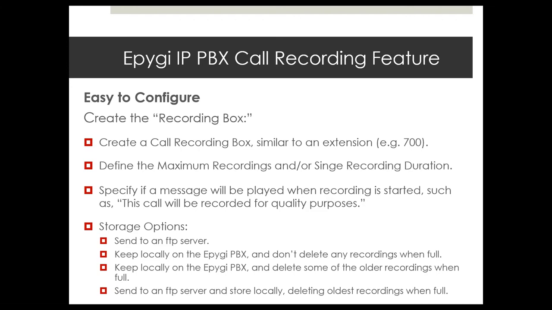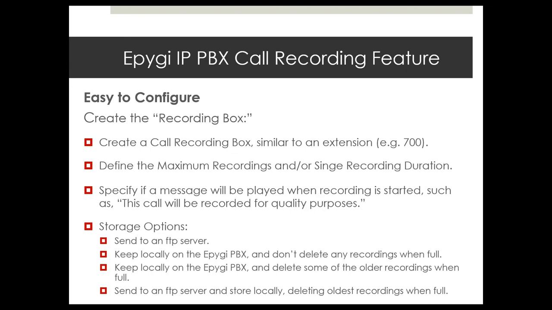You simply create a recording box, as we refer to it, which is similar to an extension on a system, for example, extension 700. And then you define the maximum recordings that you want to have on that recording box. You can set an upper limit or just leave it at the maximum. And then you can also set a recording duration. For example, maybe you only want to record the first hour of a conversation. After that, you really don't care. So you can set a recording duration.